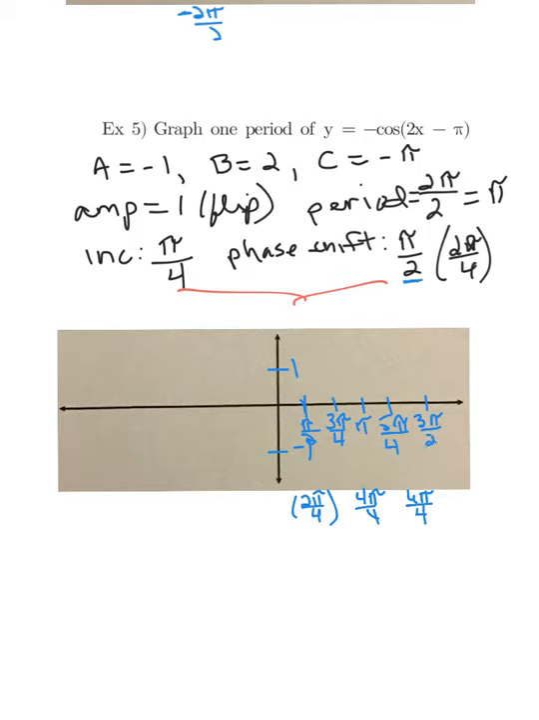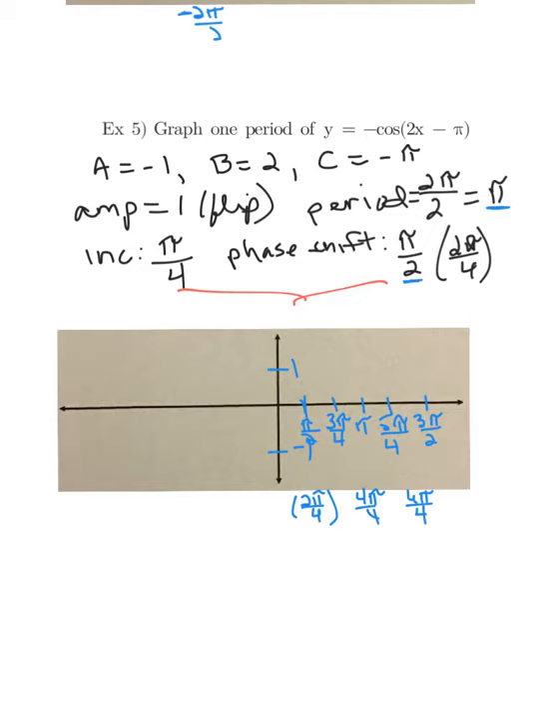Let's check ourselves real quick. If I take 3 pi over 2 minus pi over 2, take the ending minus the beginning labels, I will get 2 pi over 2, which is pi. So did I get the correct period length? Yes.